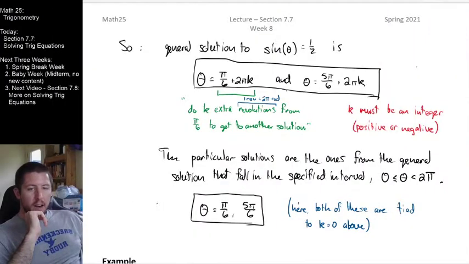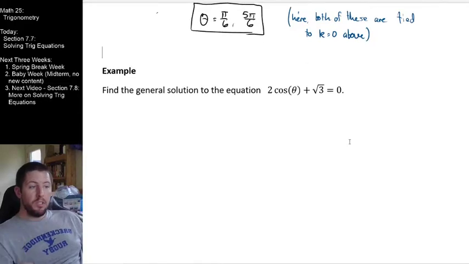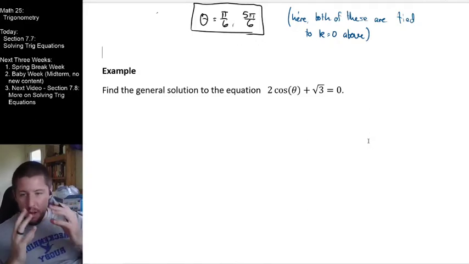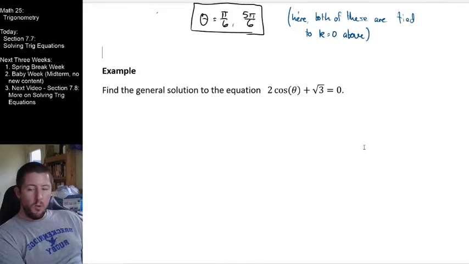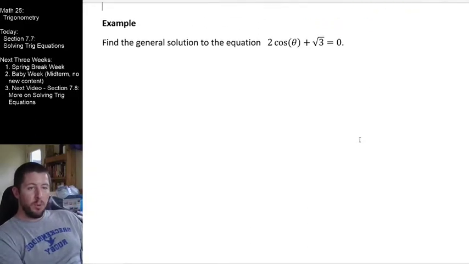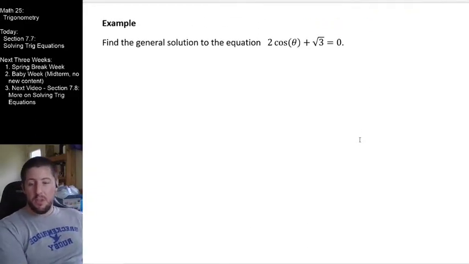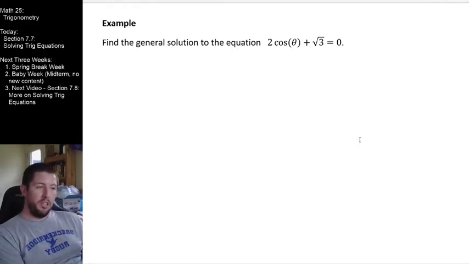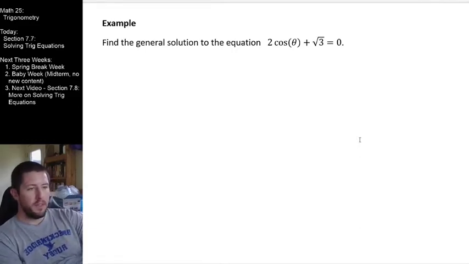Let's go ahead and take a look at our next example here. Find the general solution to the equation 2 cosine theta plus root 3 equals 0. The thing that you should notice about this one right away is that it's not quite like just solved for a trig function like we want it to be. So one of the things that you need to start getting comfortable with is the fact that we're going to have to use all of our algebra skills in solving these trig equations here. We need to do some algebraic steps associated with this as well.